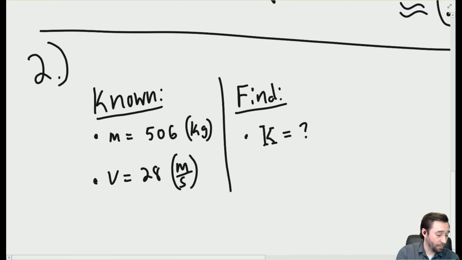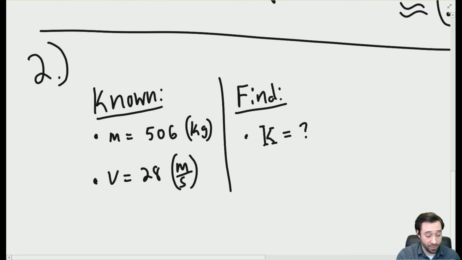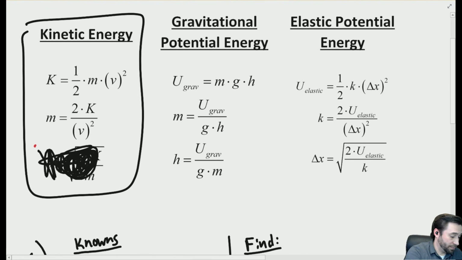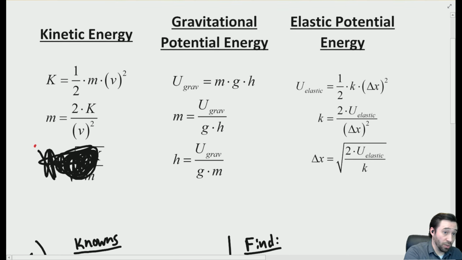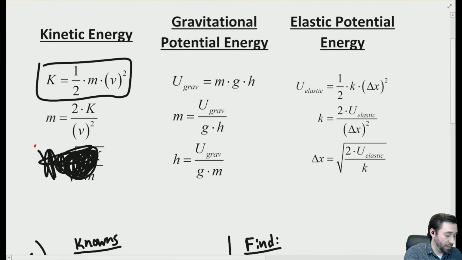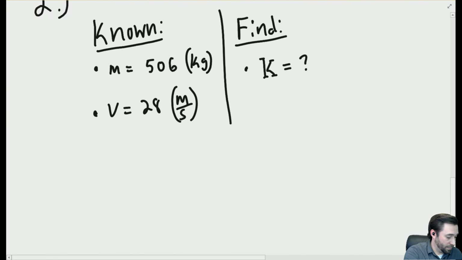So, since I'm still dealing with kinetic energy, I have to find the equation. The question's asking to solve for kinetic energy, and I'm given the mass and I'm given the velocity. So let's go back up. So I'm still dealing with this column, and I'm solving for K, kinetic energy. So that's going to be this equation here. So 1/2 mv squared. So my equation.